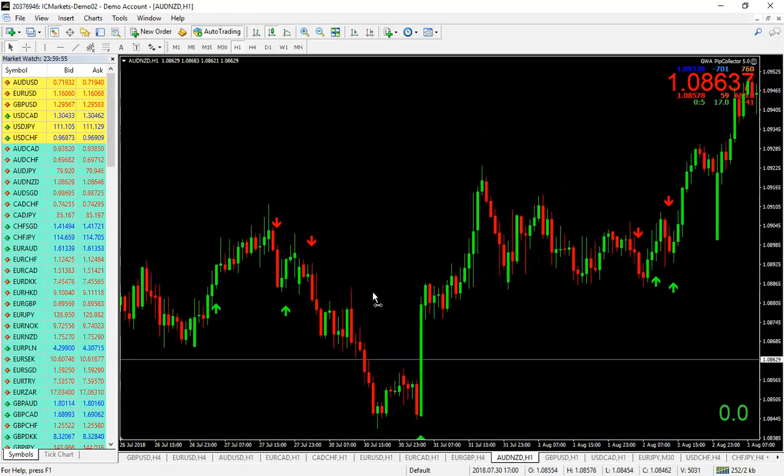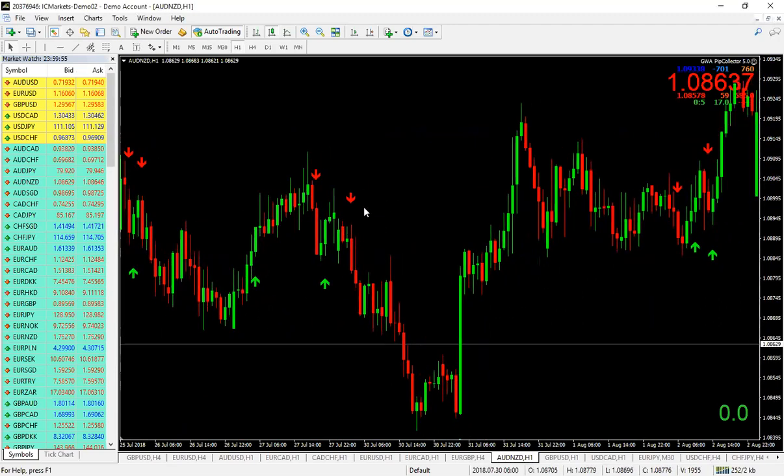Now, as you can see on the screen, we have the MT4 on. We have Aussie New Zealand dollar on the 1 hour time frame. The PipCollector is best traded on the 1 hour time frame, but obviously you can trade it on any other time frame once you have understood and perhaps mastered it to some extent. But for now, I would recommend that if you're starting up with a PipCollector, you start off using it on the 1 hour time frame.